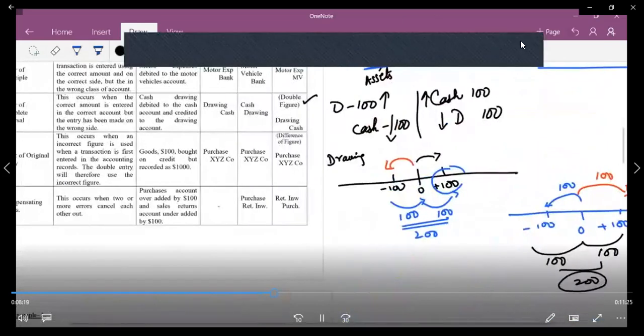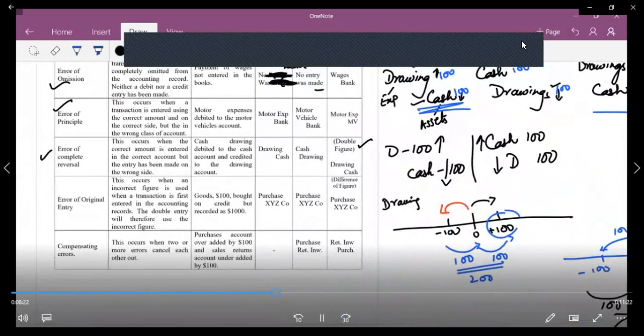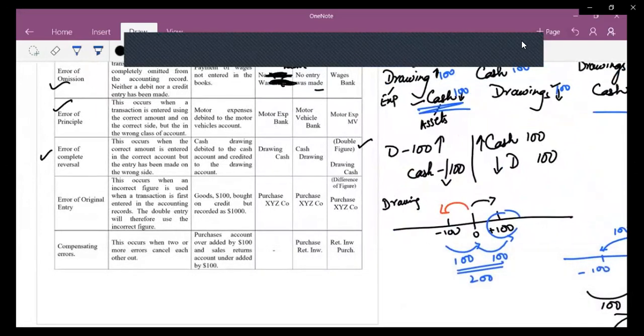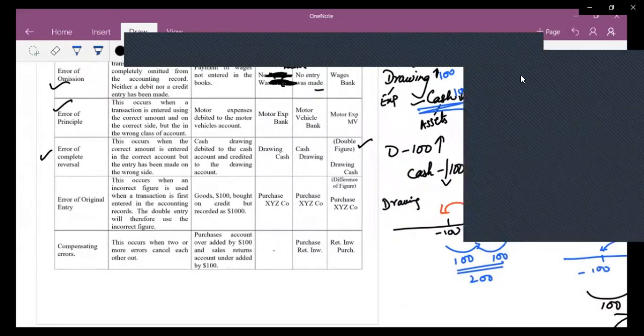Whenever we talk about the complete reversal, first of all, how are we going to identify it? The complete reversal will be identified as the sides were wrong. The account which was supposed to be debited was credited, and which was supposed to be credited had wrongly been debited. So what we will do, we will reverse the entry and the amount this time will be doubled.